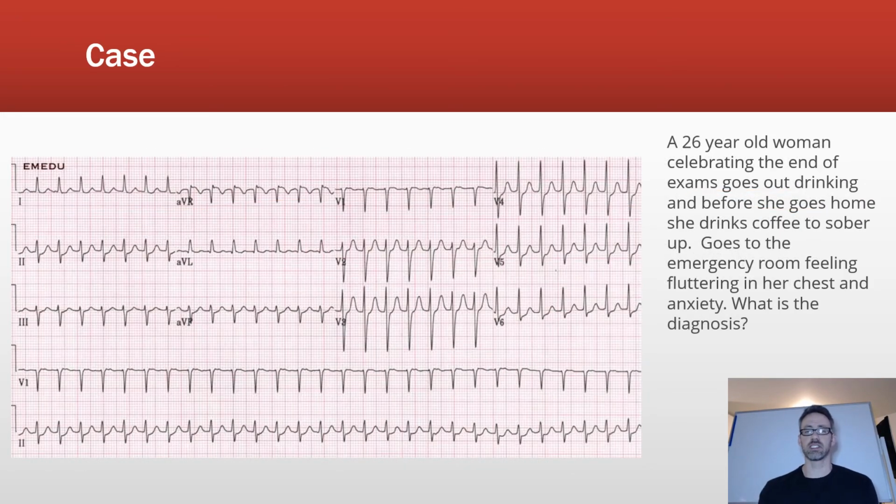So in this case here, again, I give a clinical example or a vignette of a younger woman. So she's celebrating the end of her exams. She goes out drinking, and before she goes home, she wants to kind of sober up. So she starts drinking coffee to help her out. And she ends up going to the emergency room because her chest is going crazy. She's starting to feel this fluttering and these palpitations. And they do the ECG and they get this. And in a young female, I didn't give you any kind of past medical history or anything like that. We don't expect really any coronary artery disease or unhealthy heart or even heart failure per se.